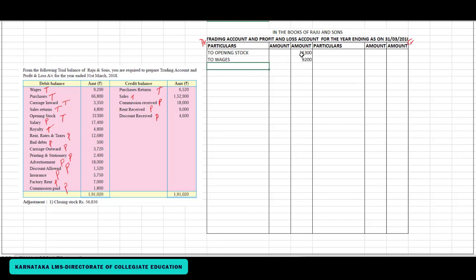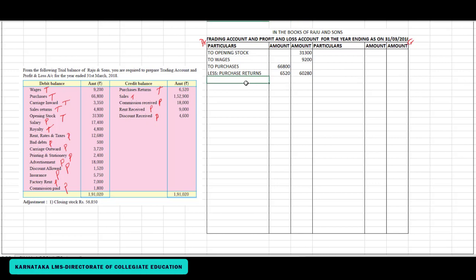And next thing we have is purchases. Here we have to write in the inner column, because it has some returns. So we write it in the inner column and then feed the returns. Less purchase returns amounted to rupees 6,520. So we have to deduct that and put it in the outer column. So 66,800 minus 6,520. So the amount is 60,280.